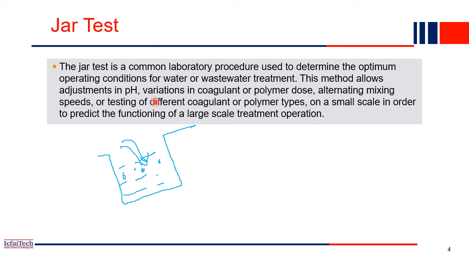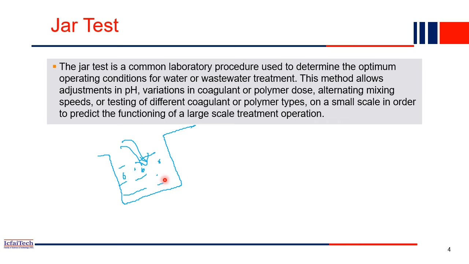Basically, here we are finding out the optimal coagulant content, how much we have to add into the water. This method adjusts the pH, varies the coagulant or polymer dosage, and alters the mixing speed. Again, we have to mix it. We have seen in the last lecture, the theory of flocculation and coagulation. In that, once you add the coagulant, we do the rapid mixing and the slow mixing also. So what will be the speed of this mixing? All these things have to be found out, because everything depends on the quality of water.